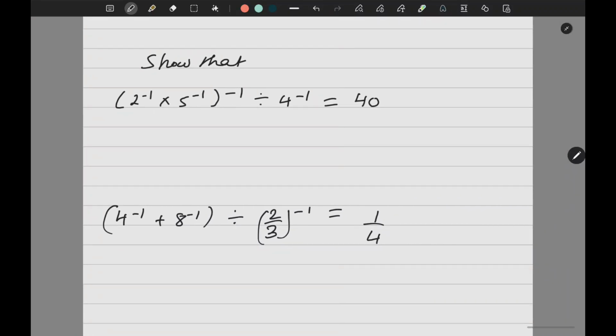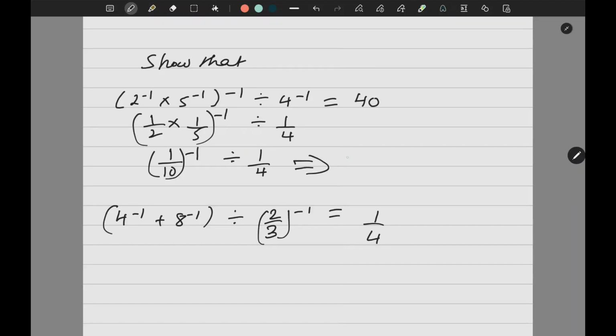Okay. Show that this is equal to 40. So 1 by 2 into 1 by 5 to the power minus 1 divided by 1 by 4. Okay. Now 1 by 10 to the power minus 1 divided by 1 by 4. Implies 10 divided by 1 by 4. Implies 10 into 4, that is 40. And I am done. Okay.